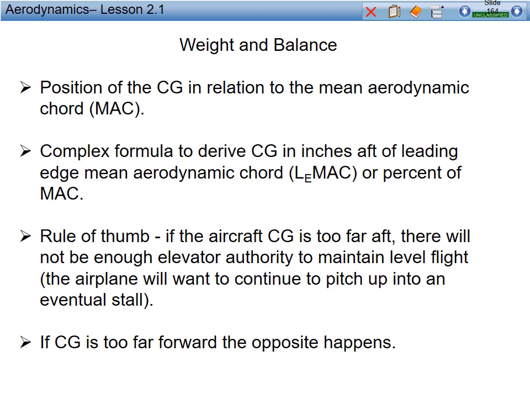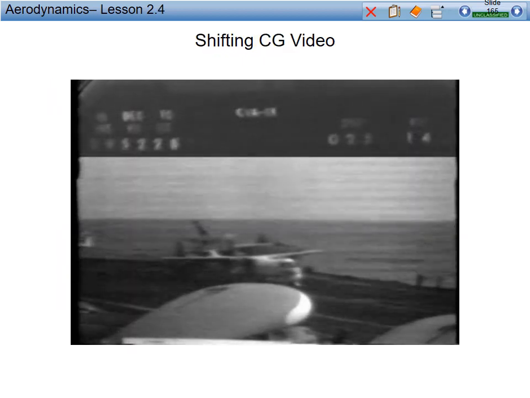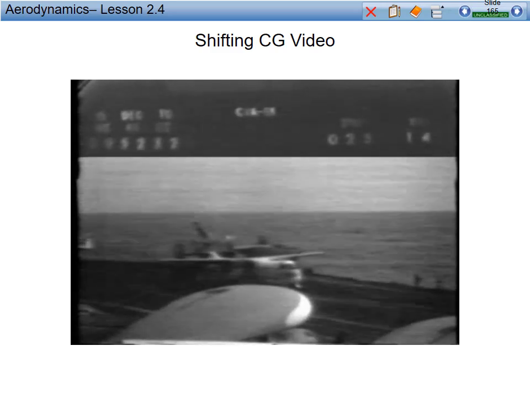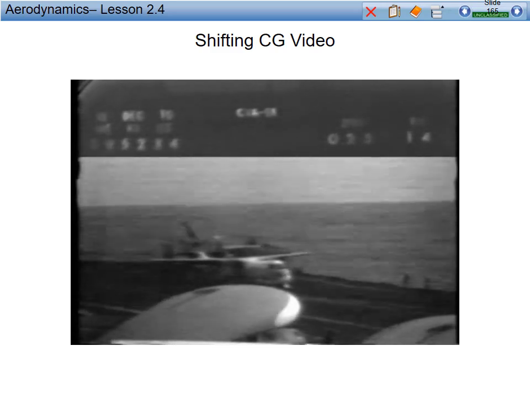As a rule of thumb, if the CG is too far aft, there will not be enough elevator authority to maintain level flight. The airplane will want to continue to pitch up and eventually stall. Conversely, if the CG is too far forward, the opposite happens. The following video is what happens when shifting cargo is allowed to be inside of an aircraft.